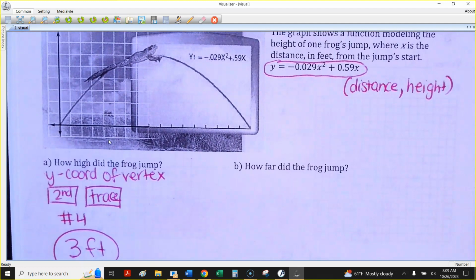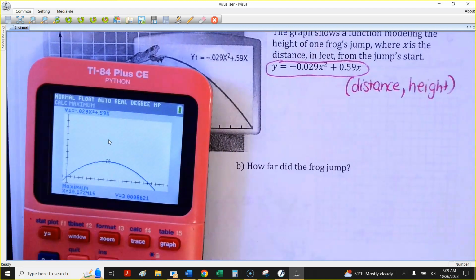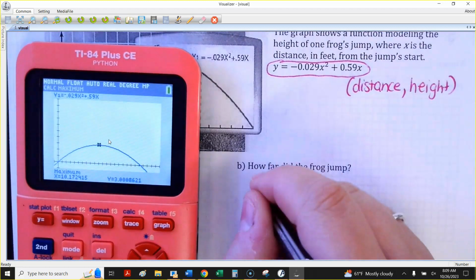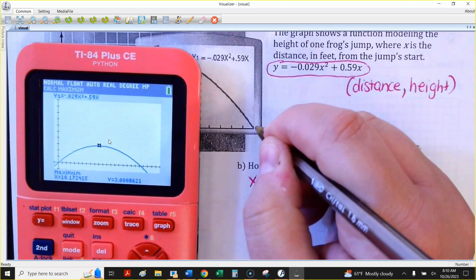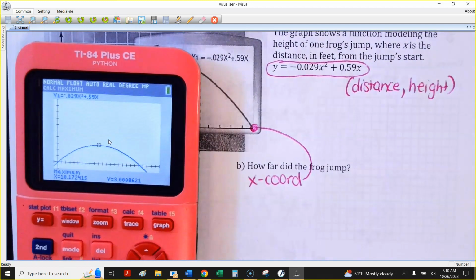Okay, how would I figure out how far the frog jumped? If x is the distance, how would I figure out, like, here we go, we're jumping, we're going to land back down on the ground here. How would I figure out how far that would be? What would this point be? A 0, right? Okay, so we did this at the beginning. That's why I moved the graph out a little bit. This is just going to be the x coordinate of this point right here. That's what I'm looking for, the 0.